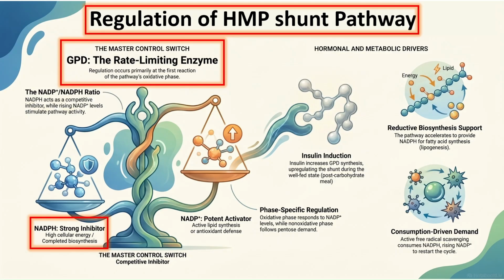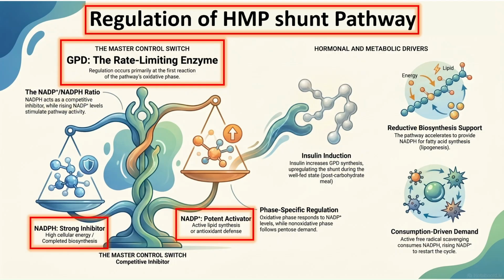The next substrate is NADP+. Higher NADP+ activates the HMP pathway. The oxidative phase is directly controlled by the cellular levels of NADP+. So the higher the NADP+, the higher the HMP shunt pathway. The non-oxidative pathway is primarily controlled by the cellular requirements of the pentoses. If more pentoses are needed, HMP will increase.